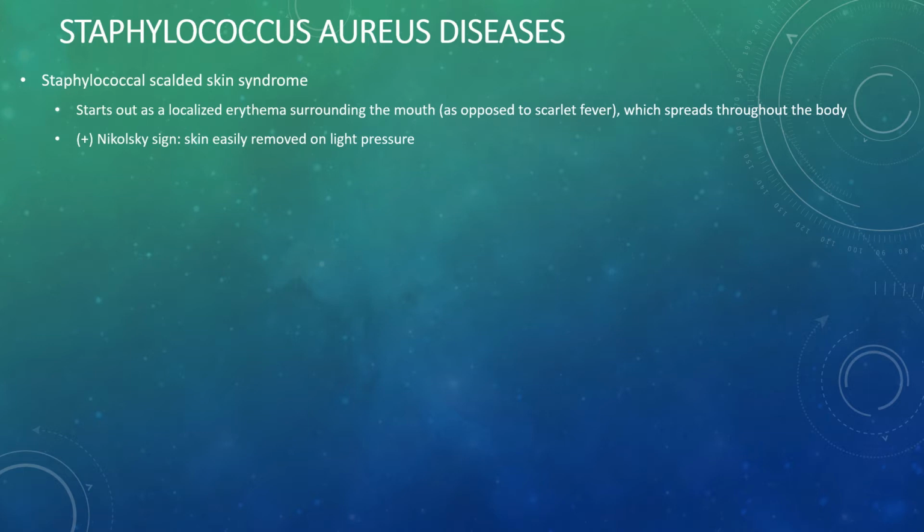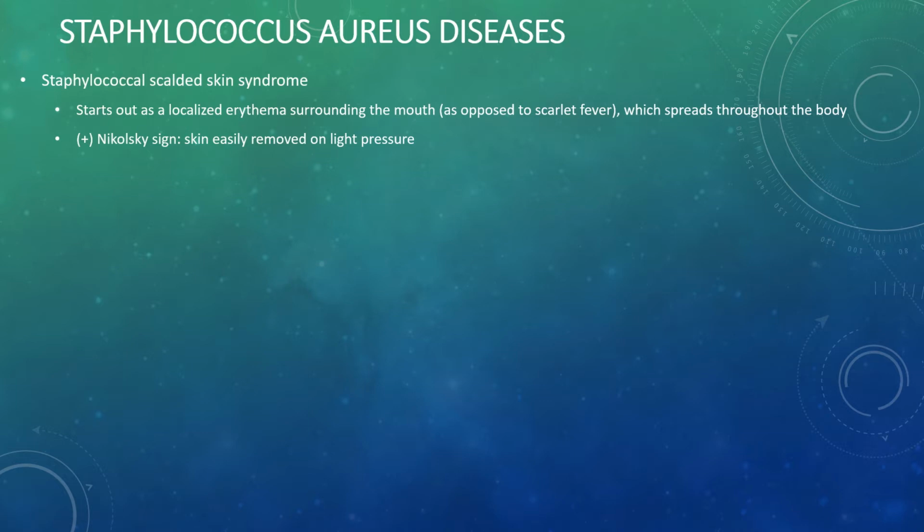So it starts out as a localized erythema surrounding the mouth, as opposed to scarlet fever. Remember, scarlet fever has circumoral pallor, which means it's pale around the mouth, but the rash is in other places. But on the other hand, quadruple S has erythema starting around the mouth and then spreads diffusely throughout the body.